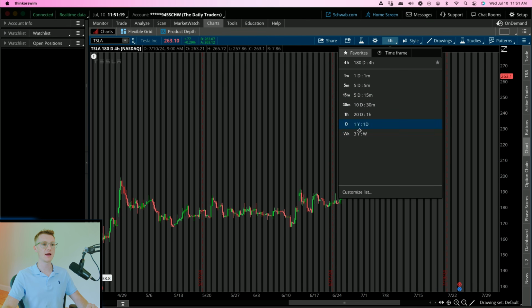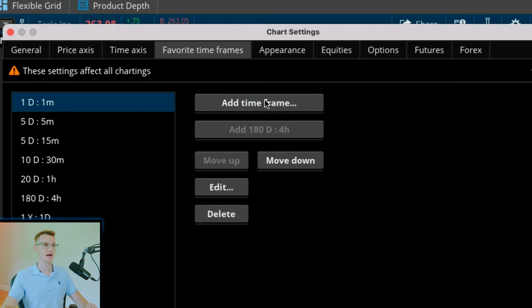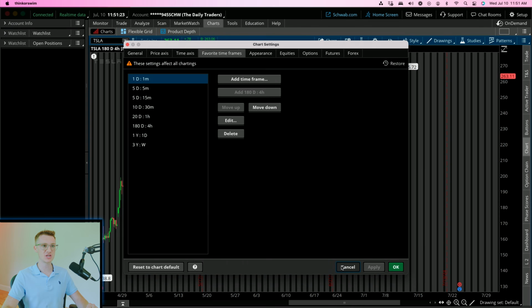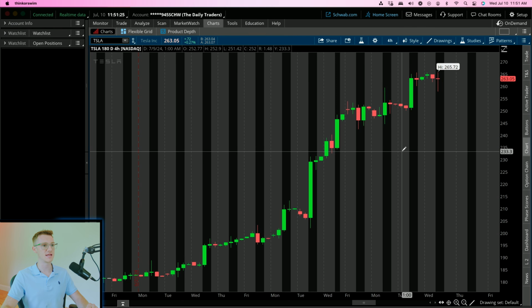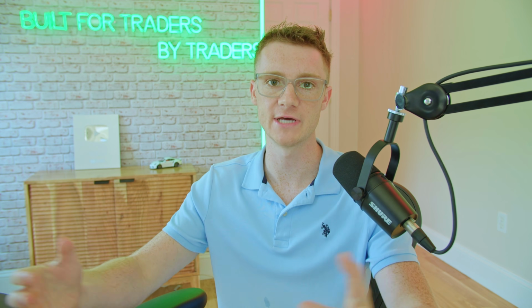Currently, I'm looking at a 4-hour time frame. You can see here, each candle represents 4 hours. Now, as swing traders, we want to look at a larger time frame, that being 4 hours. If you're day trading, you're going to be looking at a 1 minute, 5 minute, or 15 minute. With swing trading, typically you're going to be looking at a 4-hour, 1 day, or a weekly chart.